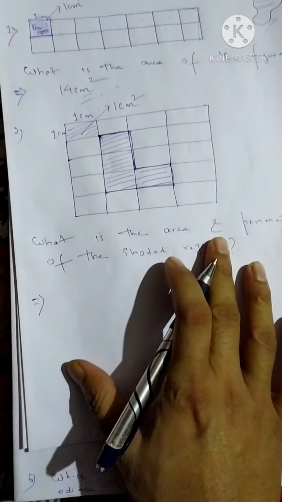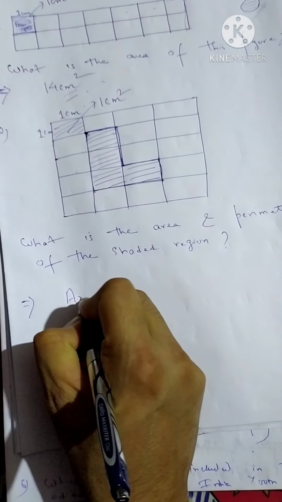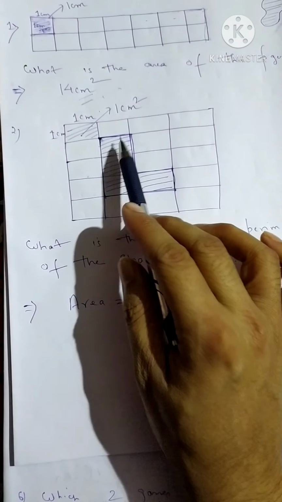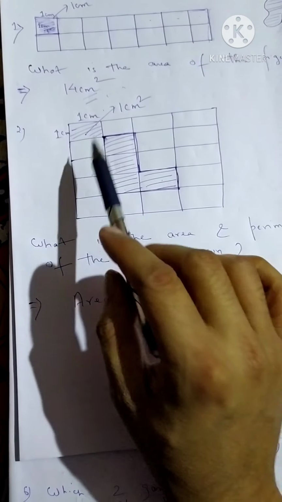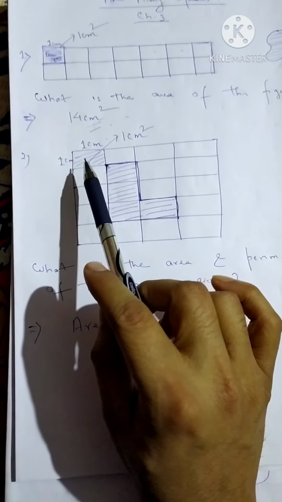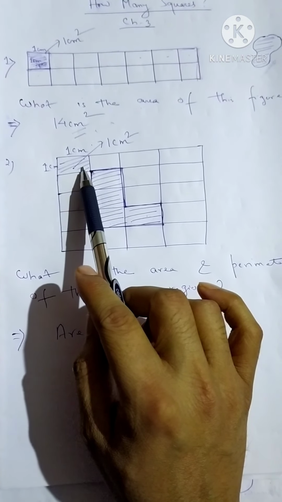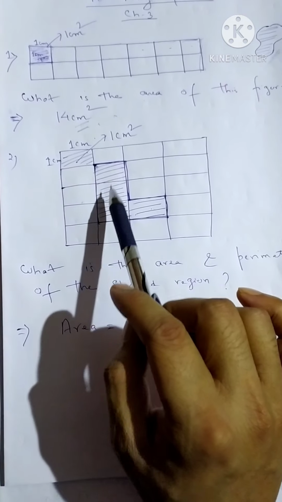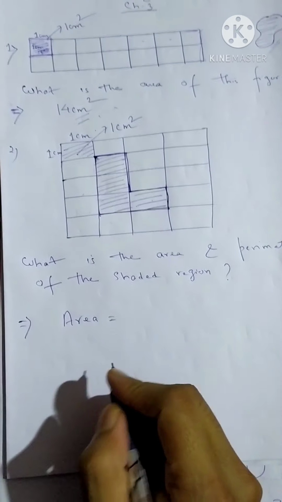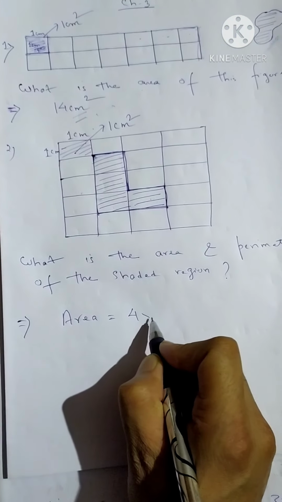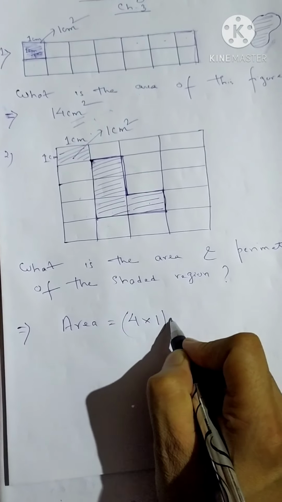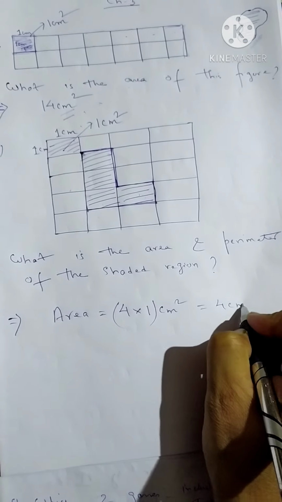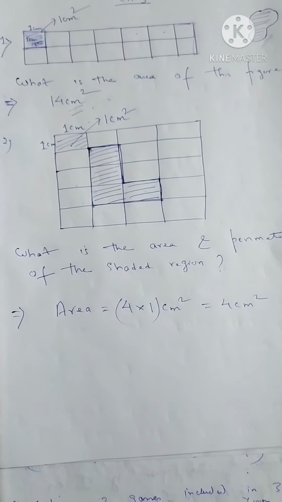Now first, let's find out the area. You see how many squares are there? 1, 2, 3, 4. Now the area of 1 square is 1 centimeter square. So here how many squares are there? 1, 2, 3, 4. So your area will be 4 into 1 centimeter square, which equals 4 centimeter square. So this is the area.